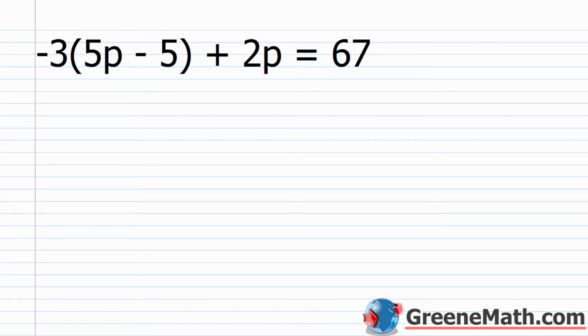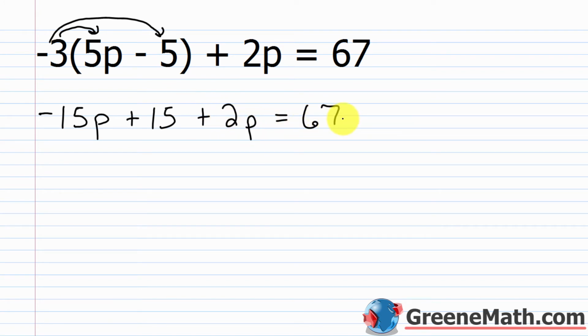All right, let's take a look at another one. We have negative 3 times the quantity 5p minus 5 plus 2p equals 67. So again, the first thing I want to do is simplify each side separately. So to do that, over here, I'm going to use my distributive property. I'm going to multiply negative 3 times 5p, and that's going to give me negative 15p. And then next, I'm going to multiply negative 3 times negative 5. So negative 3 times negative 5 is positive 15. And then plus 2p equals 67.